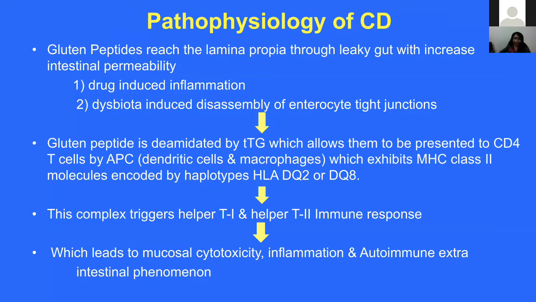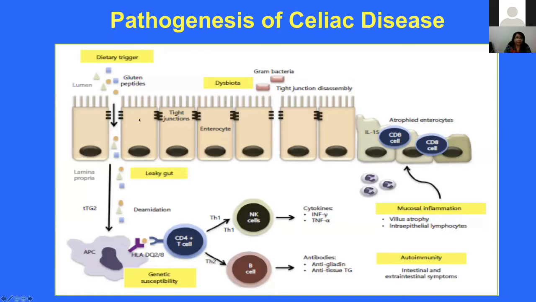I will just explain it. You can see this is the dietary trigger, that is the gluten peptide. These are the enterocytes, this is the lumen, and this is the lamina propria of the small intestine. This is the brush border. The dietary gluten comes here. Through these leaky tight junctions, it enters inside the lamina propria. It is deaminated, and this is presented to antigen presenting cells, which already have HLA-DQ2 or DQ8.